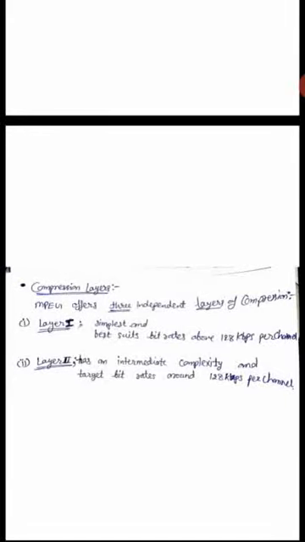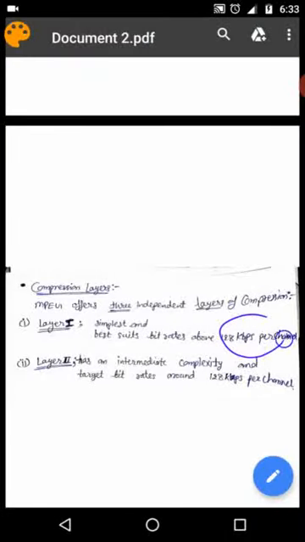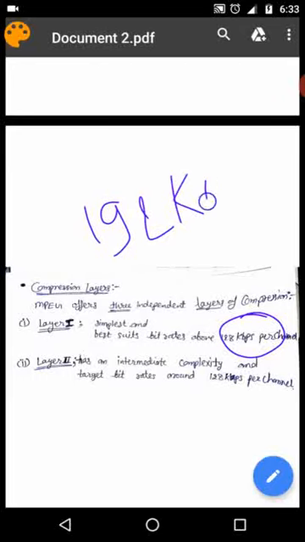It has some compression layers. MPEG offers a choice of 3 independent layers of compression that provide a wide range of trade-offs between codec complexity and compressed audio quality. The first layer is simplest and best suited for bit rates above 120 kbps per channel. For example, Philips digital compact cassette uses layer one compression at 192 kbps per channel, and the second layer has intermediate complexity and targets a bitrate around 128 kbps per channel.